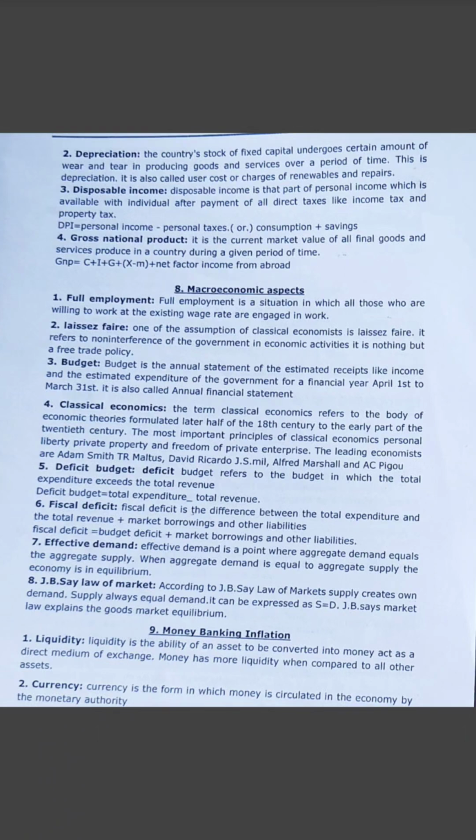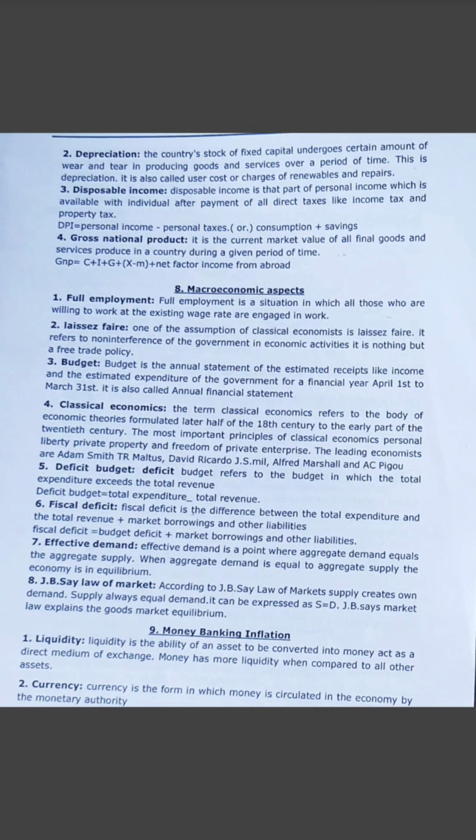Gross national product. It is the current market value of all final goods and services produced in a country during a given period of time. GNP is equal to C plus I plus G plus X minus M plus net factor income from abroad. And eighth lesson, macroeconomic aspects. 1. Full employment.